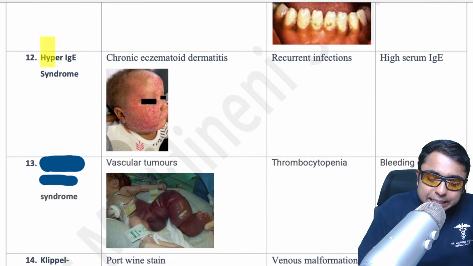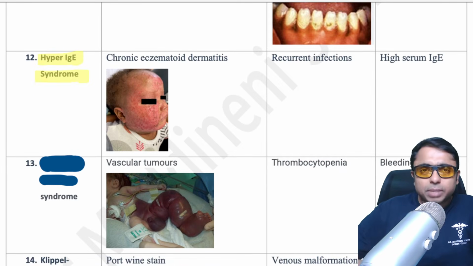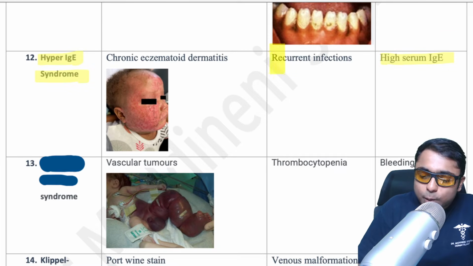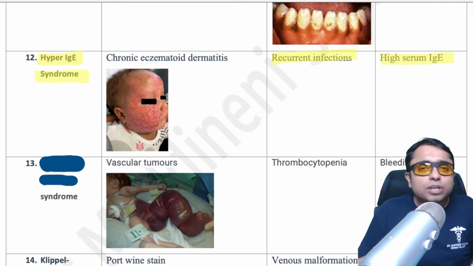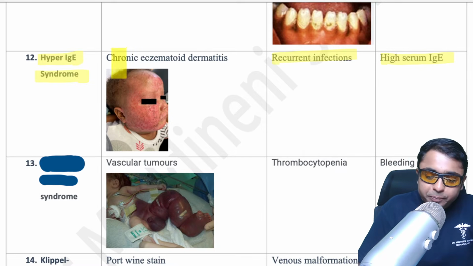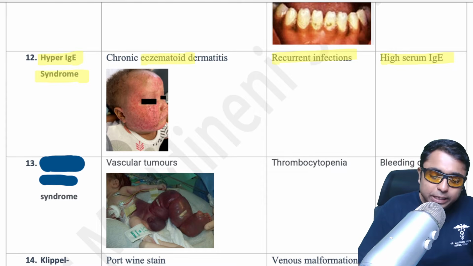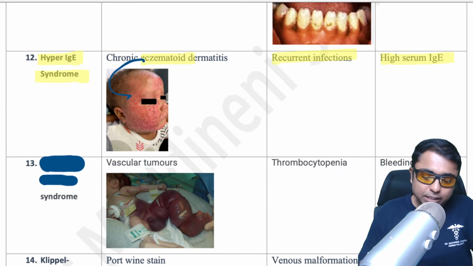Hyper IgE syndrome, the name itself is very self-explanatory. So high levels of serum IgE will be there, and the patients are usually children having recurrent infections, and also in the skin there is going to be eczematous skin changes. As you can see here, the child is having eczematous changes.